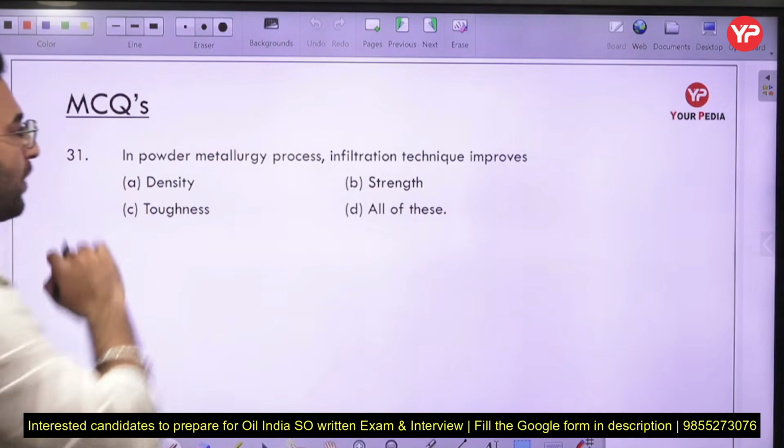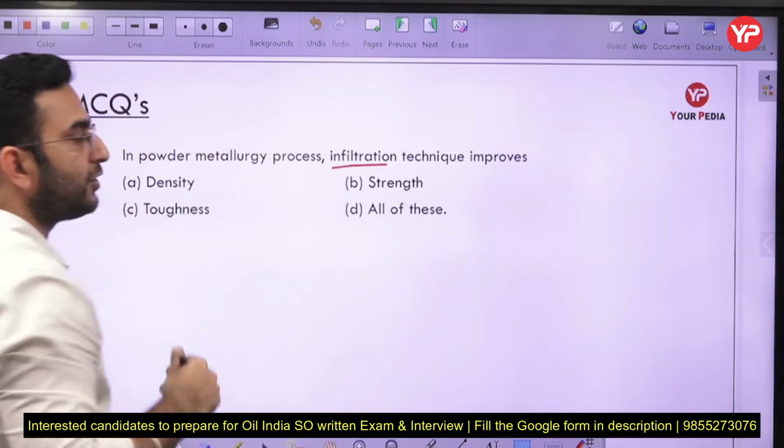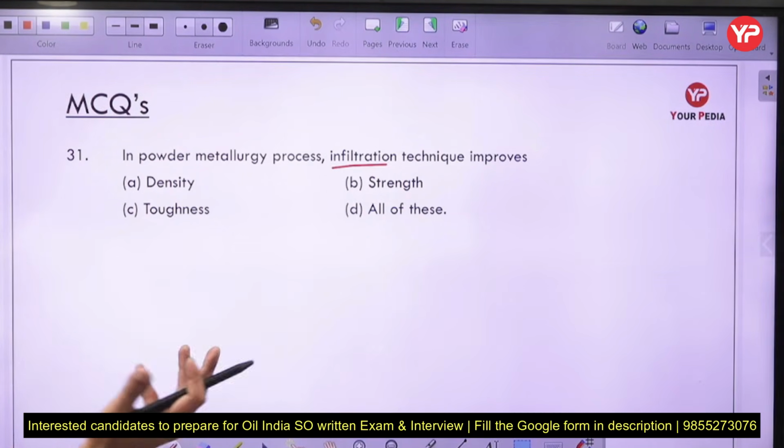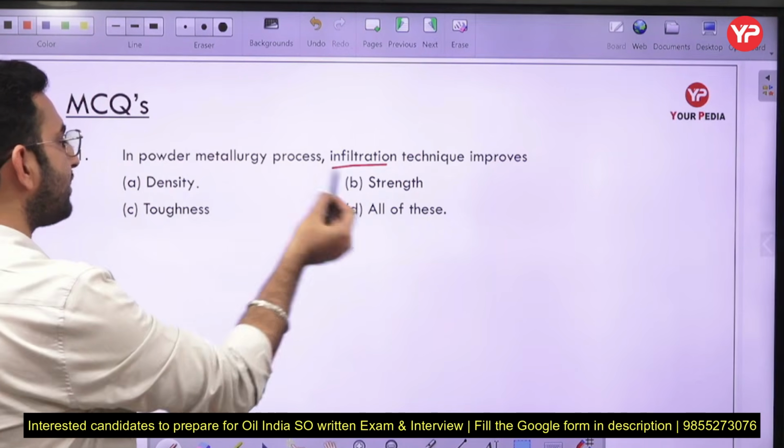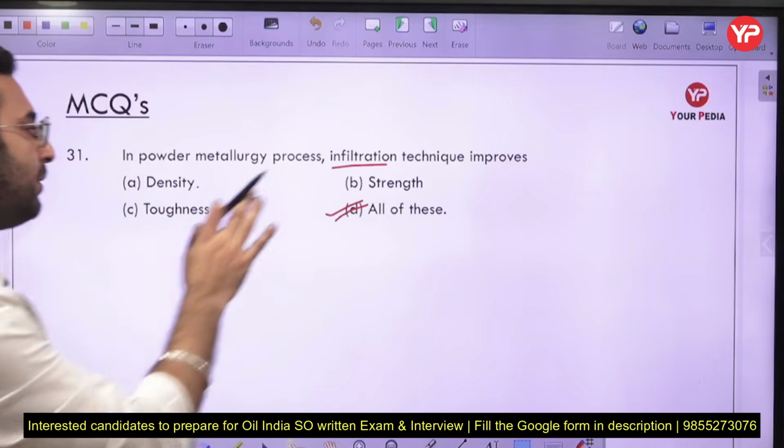Next, in the powder metallurgical process, the infiltration technique improves the... So due to the infiltration of an external material, I can say a liquid or an oil, into the material, the density, strength as well as the toughness are all going to increase here. So option number D will be the correct answer.